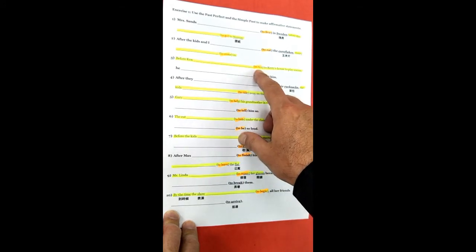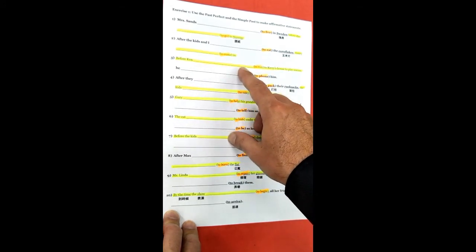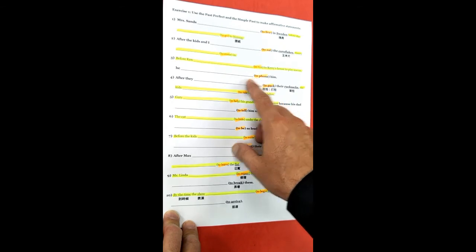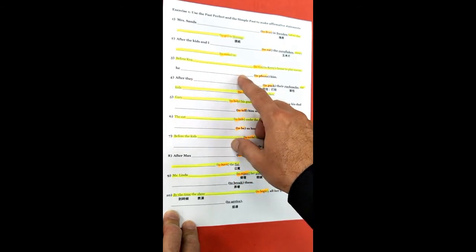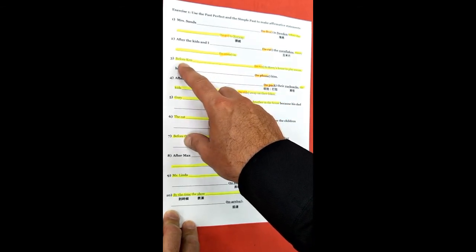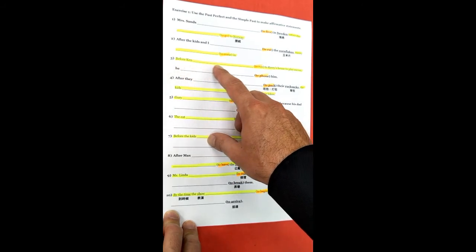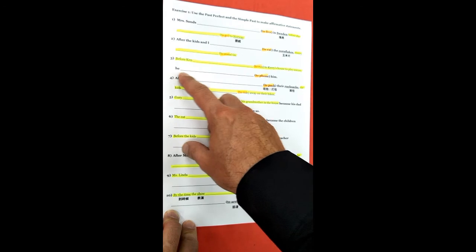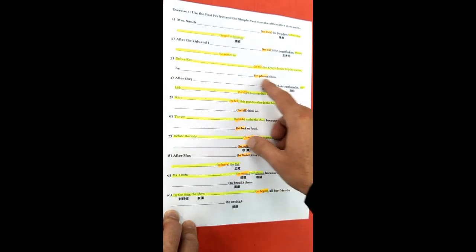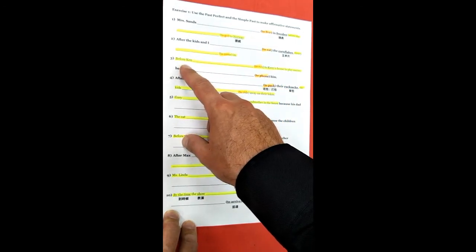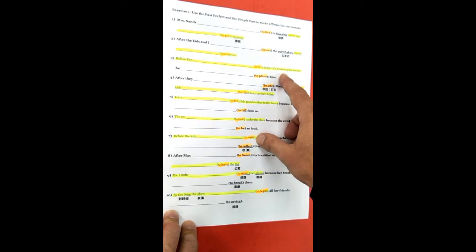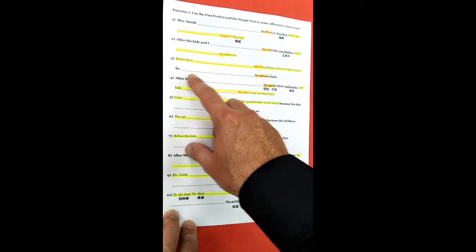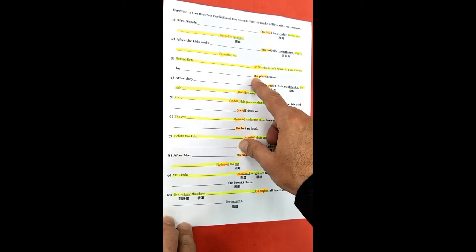Number 3, to run. Run, ran, run. To phone. Phone, phoned, phoned. Before Ken ran to Carrie's house to play soccer, he had phoned him.